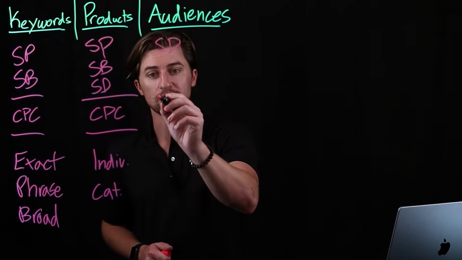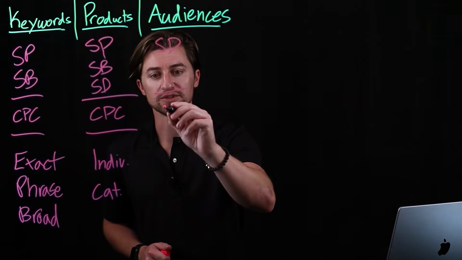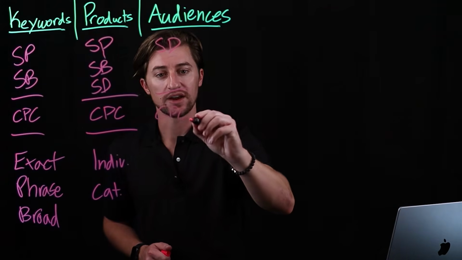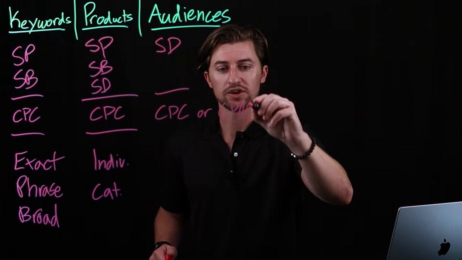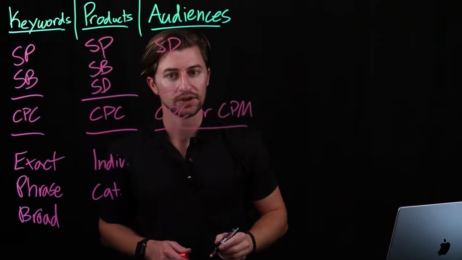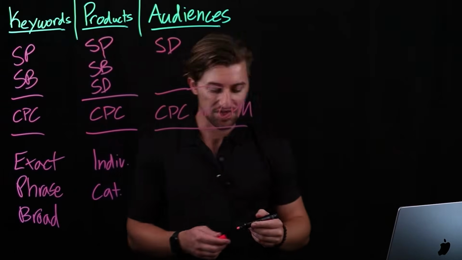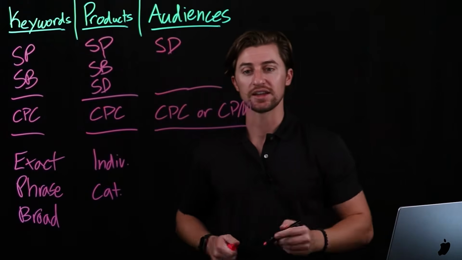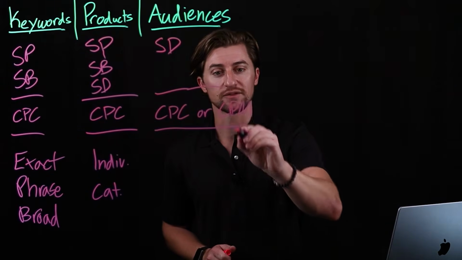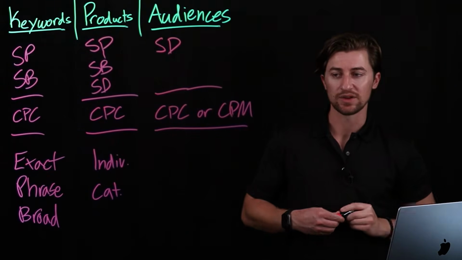Something else that's interesting with sponsored display is that we have the option of bidding with either a cost per click model or what's called cost per mil, CPM, cost per 1,000 impressions. So instead of just paying Amazon for every time we get a click, we're going to be paying Amazon for every 1,000 impressions that we get.